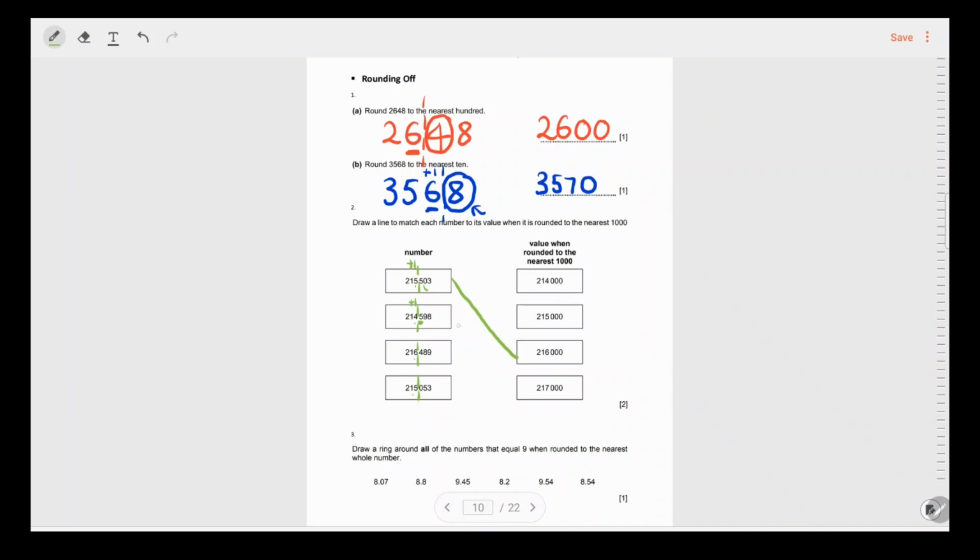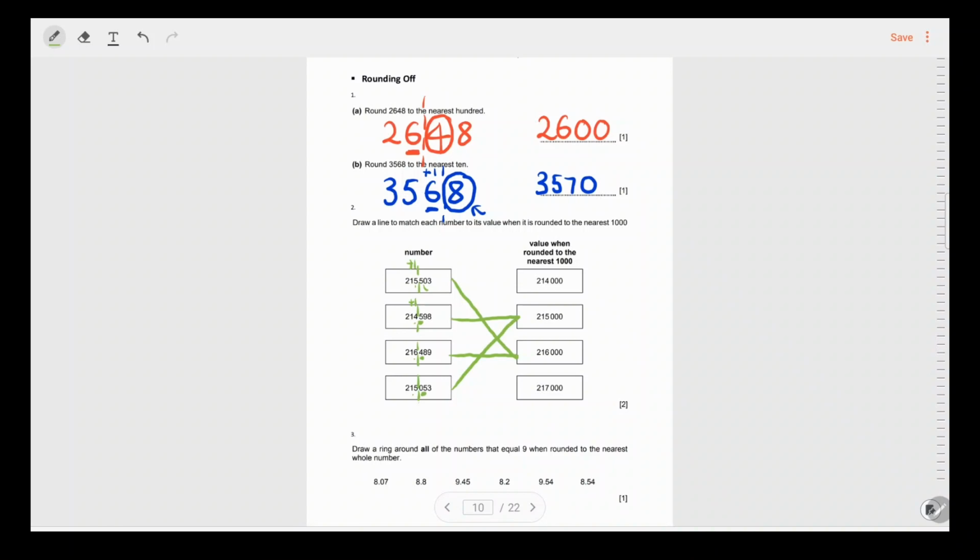Here it's 5, so we add 1. So it's 215,000. Here it's 4, so we do not add anything. We leave it as it is. So here it's 216,000. And then here it's 0. So it's smaller than 5, so we don't do anything. So it's 215,000.